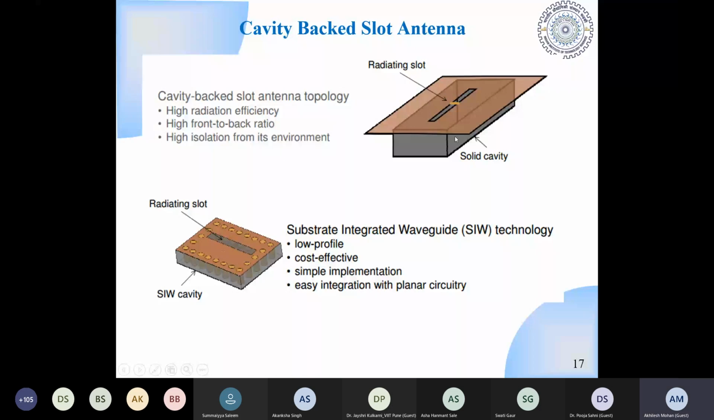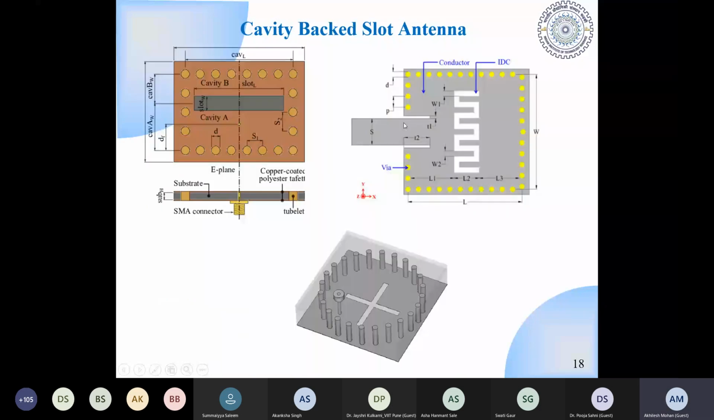So this slot, as I told you, can be of different size, and the cavity can also be of different size. And they can have different feeding mechanisms. You can see from the first figure, they have excited the cavity using a coaxial feed. Here they have excited the cavity using a microstrip feed.